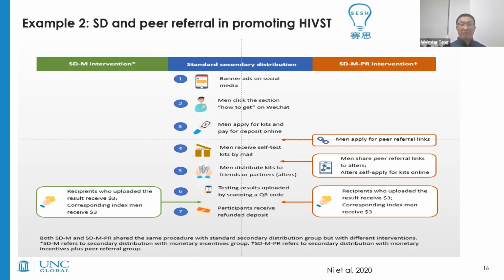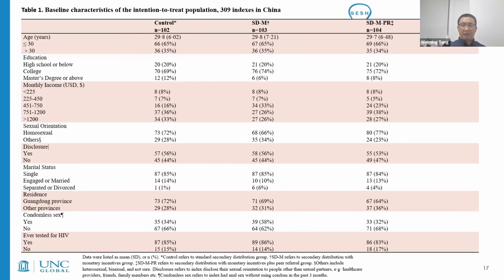the index MSM can also share a private link to up to 5 MSM in the social network for HIV testing. In this way, they do not need to physically contact the people in their social network. They can just share the link to the people in the social network for self-test kit application. So this goes beyond the physical way, and we recruited 309 people and randomized them into 3 arms.